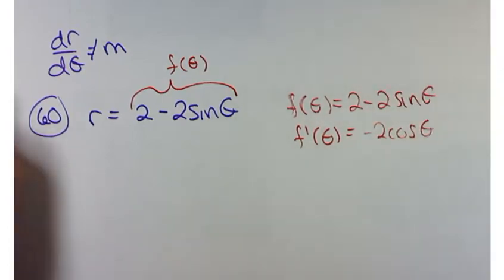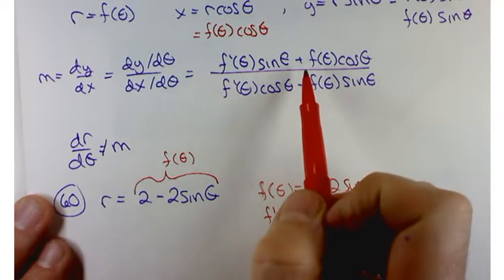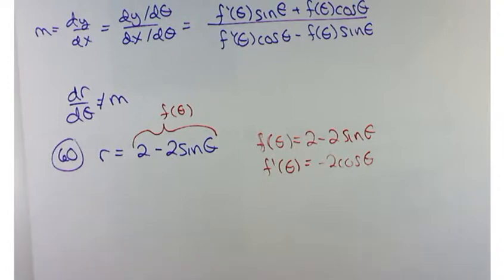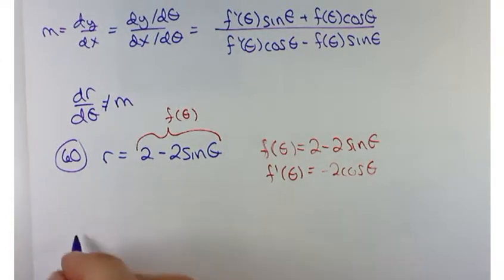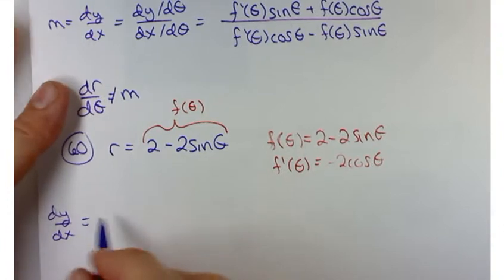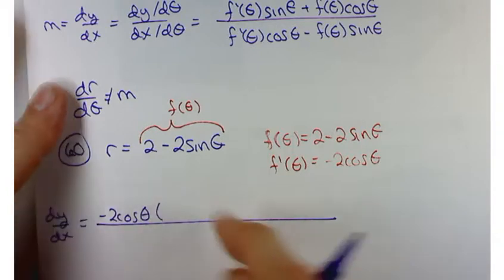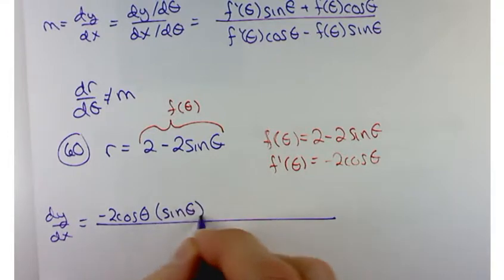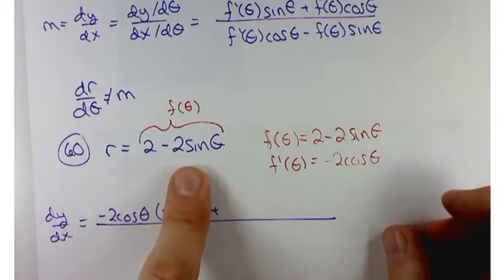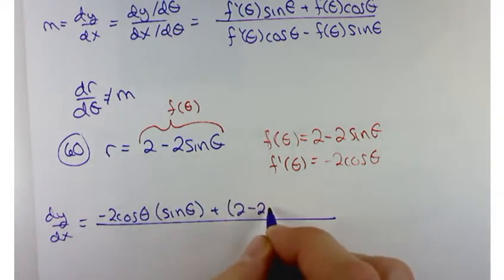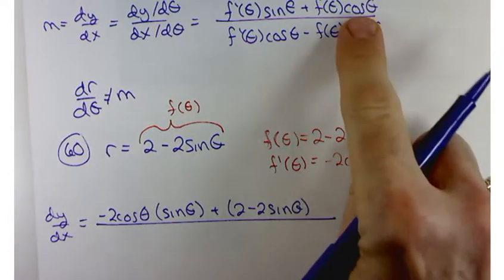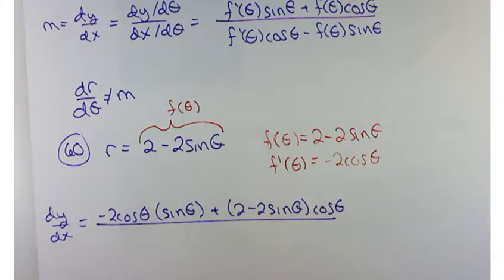And basically we have to fill in this formula up here. That is f prime times sine of theta plus f of theta times cosine of theta, etc. It's not necessarily going to be a fun calculation. And we're going to have to slug through a fair amount of trigonometry in order to get to a simplified version of this. I'll help you out with it. So dy by dx, I need f prime of theta, which is going to be minus 2 cosine of theta times sine of theta, plus f of theta. So let's go back to here, f of theta. That's going to be 2 minus 2 sine of theta times cosine of theta. So that's our numerator.